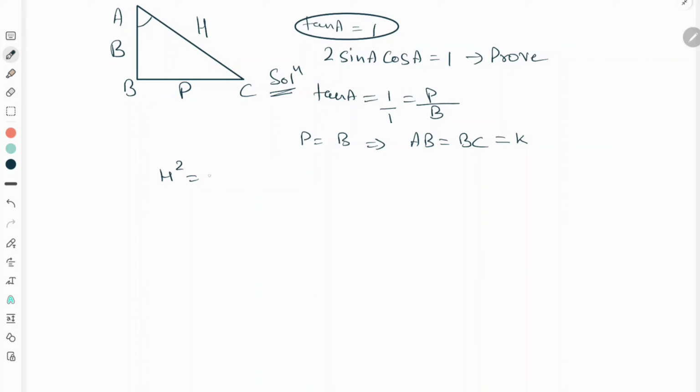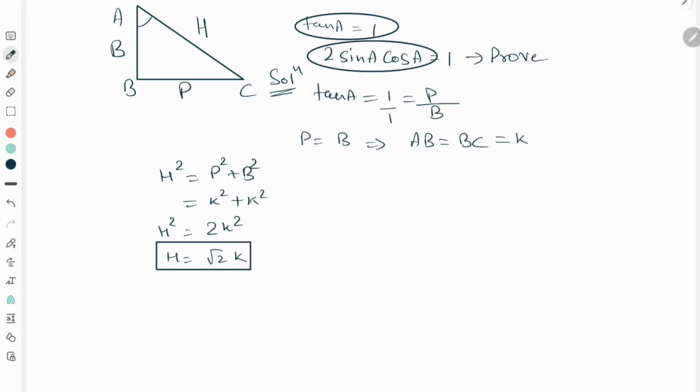So we know by Pythagoras theorem, P is K, B is also K. So h square equal to 2k square. So h is equal to root 2 k. Now we have h as root 2k, then we can find this value.